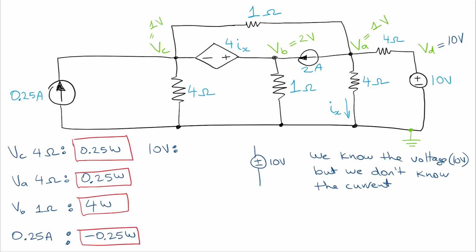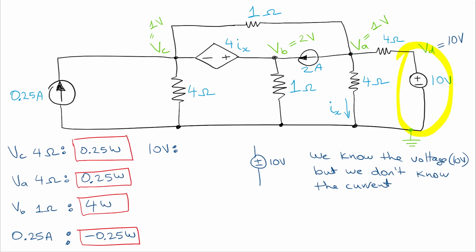Okay, so then we know that we can just write that for 0.25 amps, and now we're going to look at the 10 volt source. So that is this one over here, okay? Now we know the voltage is 10 volts, but we don't know the current, so the trick is, how do we find the current? Well, think about that for a moment.